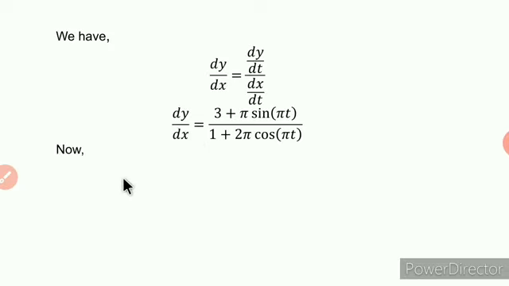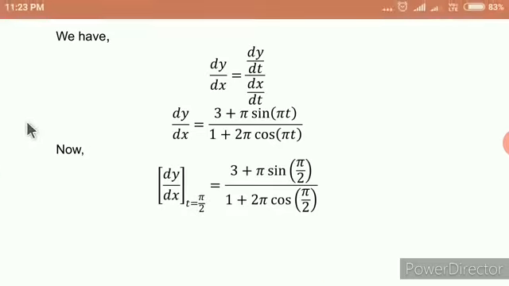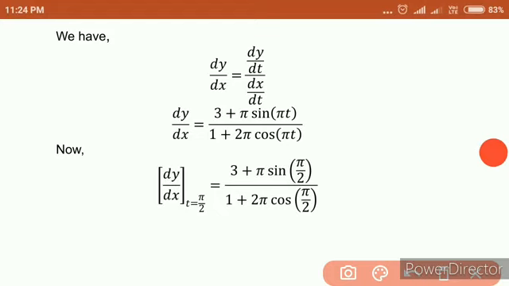And now dy by dx at t is equal to 1 upon 2. Make here correction. Instead of pi, here 1 is there. Okay, make here correction, students.